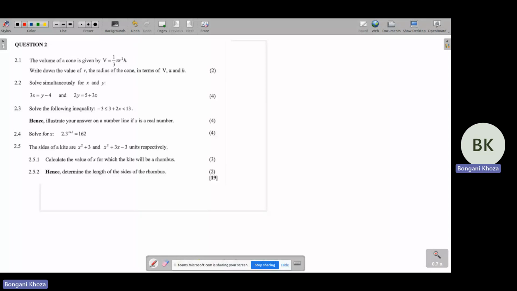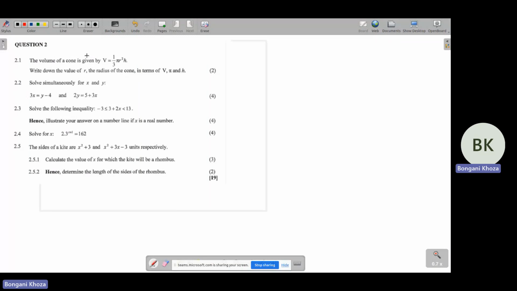All right. Hi. So in preparation for your test or exam paper 1 for June, we'll be going through this question today. So for the first one, this is just a question 2 from one of the past papers.